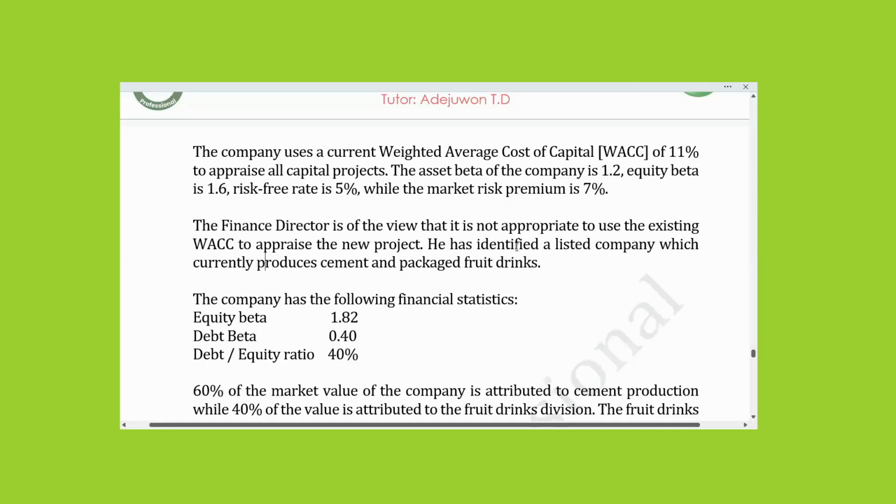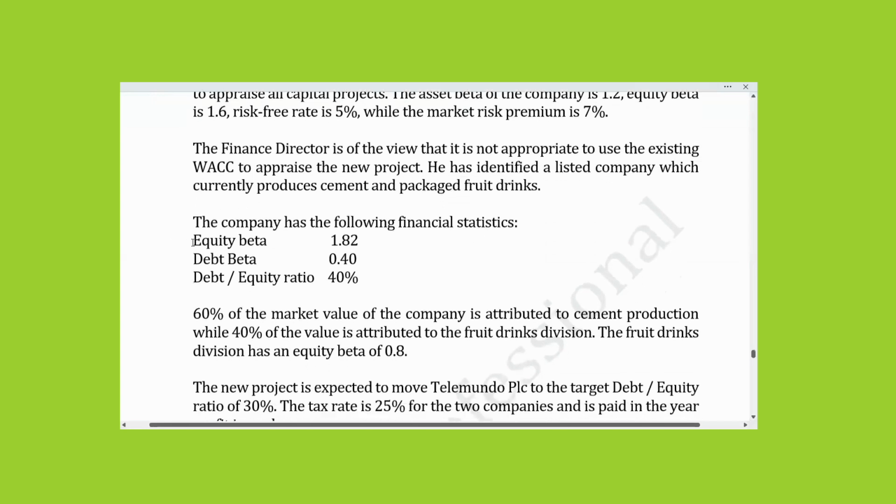But the company that we have identified produces cement and packaged fruit drinks. That means this proxy company has 2 different activities, cement as well as packaged fruit drinks. So that means whatever beta we get for this proxy company will be a combined beta. All right, it will be a combined beta because that beta will be for cement as well as packaged fruit drinks. So you are now told that the company has the following financial statistics.